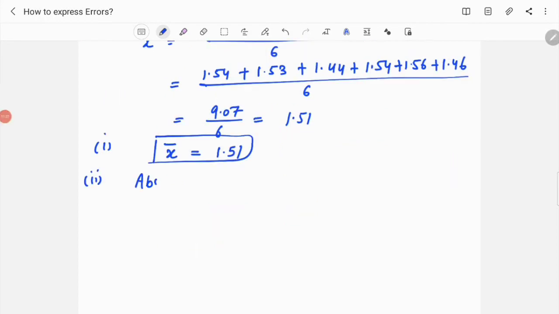Now we will calculate the absolute error in each measurement.